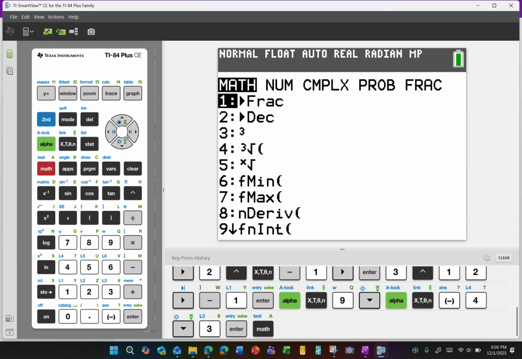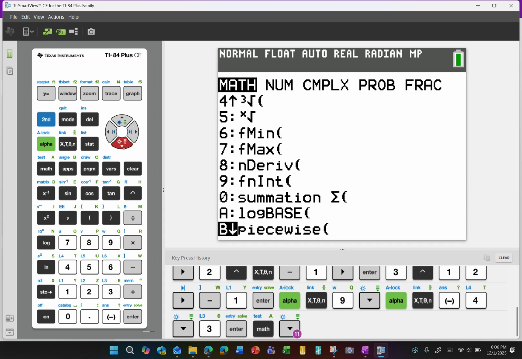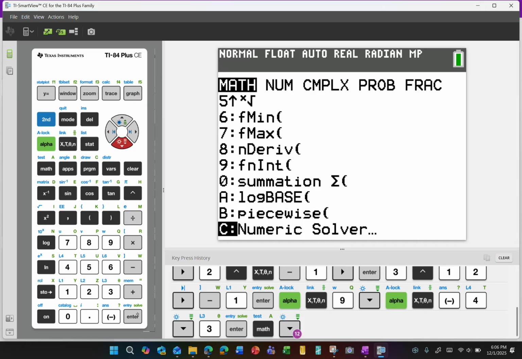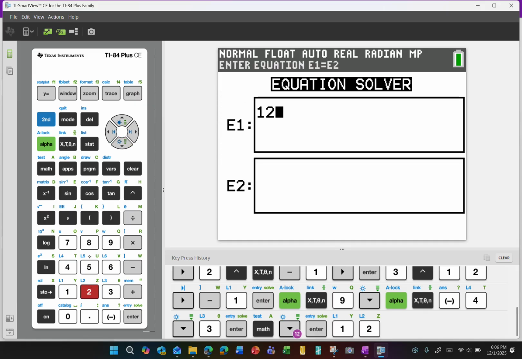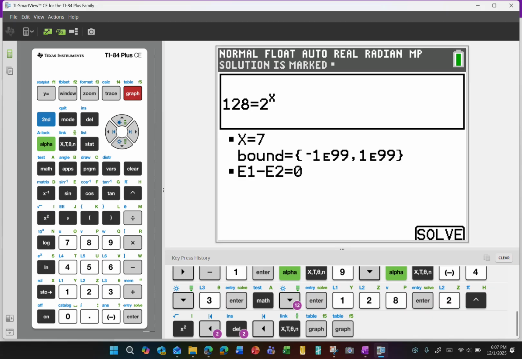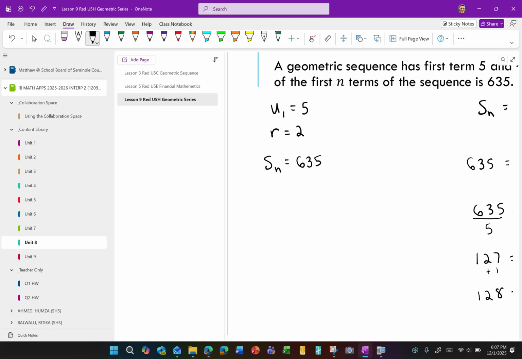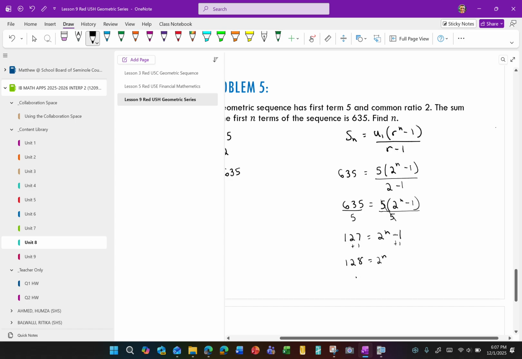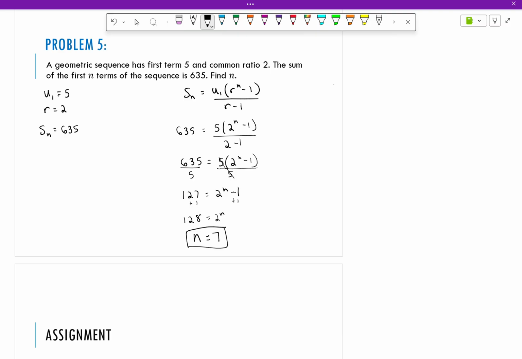So if we go to math, go all the way to the bottom, numeric solver, hit enter. I would type in the 128 for equation 1. Then I'm going to type in 2 exponent x. And then I'm going to hit OK, and then I'm going to hit solve, and it tells me that x is 7. So it takes 7 numbers starting at 5 with multiplication of 2 to add up to 635.